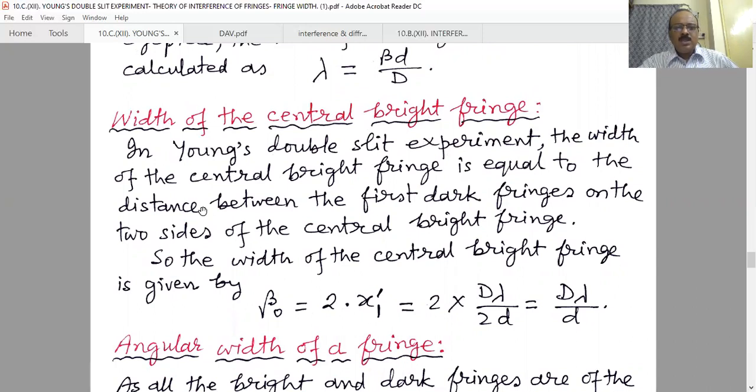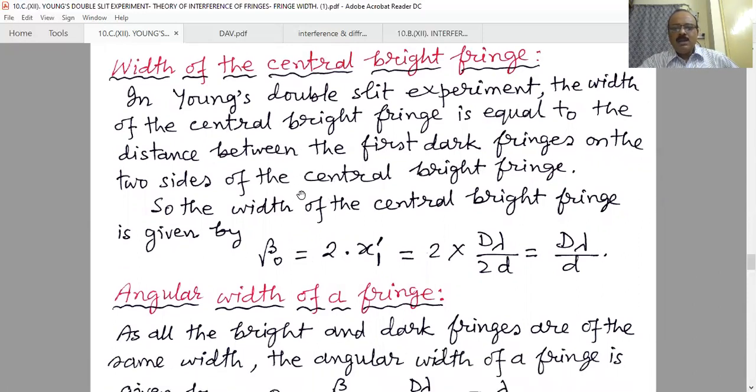And when we consider only the central bright fringe in Young's double slit experiment, the width of the central bright fringe is equal to the distance between the dark fringes on the two sides of the central bright fringe. That means around the point O, there will be two consecutive dark positions on both sides of the central point. And that distance between the first dark fringes on the two sides of the central bright fringe is known as the width of the central bright fringe.